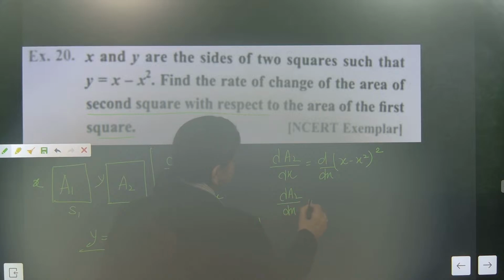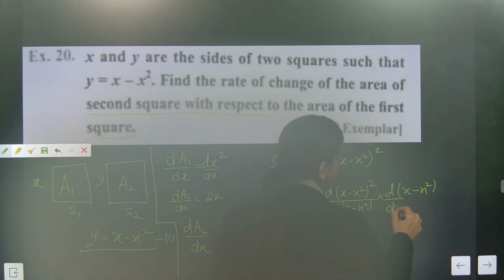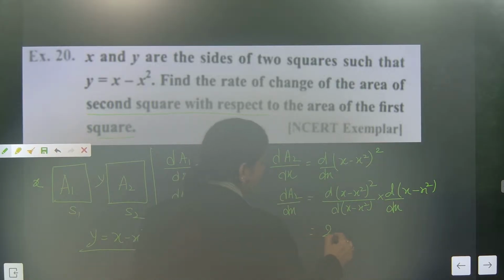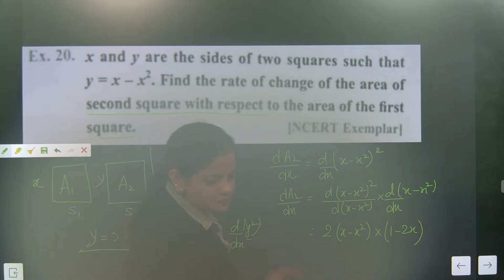So what exactly comes here is, first, we apply the chain rule. How to apply the chain rule? x minus x square to the power 2. Now with the same thing we differentiate: what we have raised, that we multiply. Story over. It will become 2 times x minus x square, into the differentiation of this part, which is 1 minus 2x. That's it. Understood? Once you have written till here, this is the area for the second square.